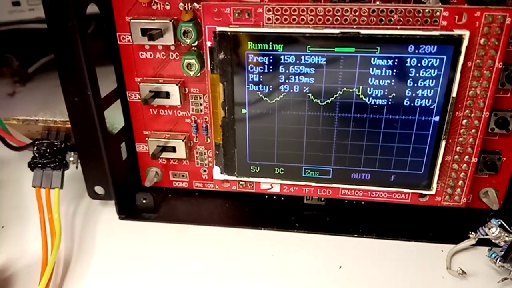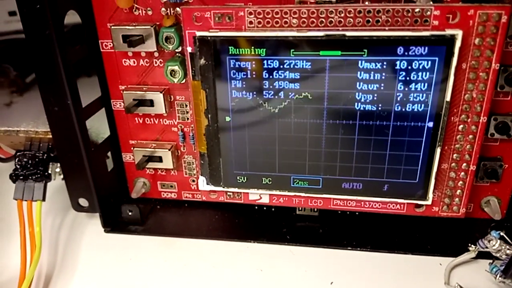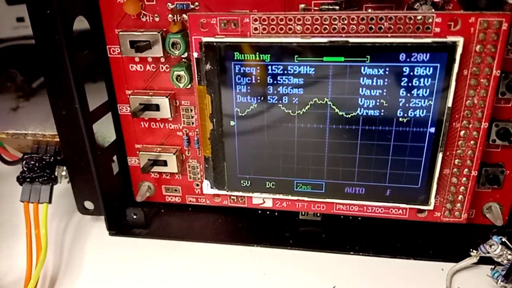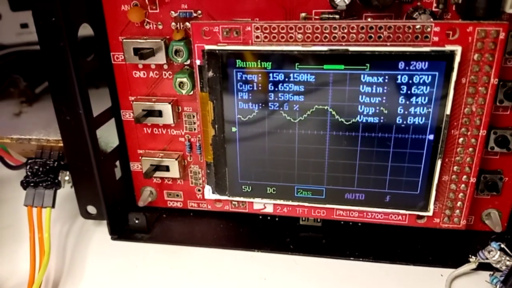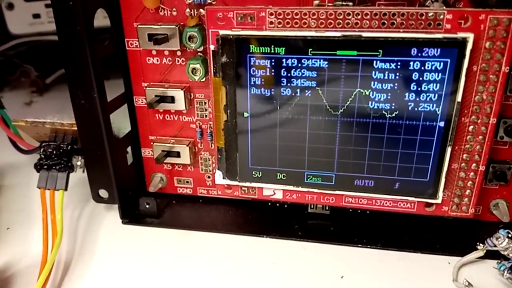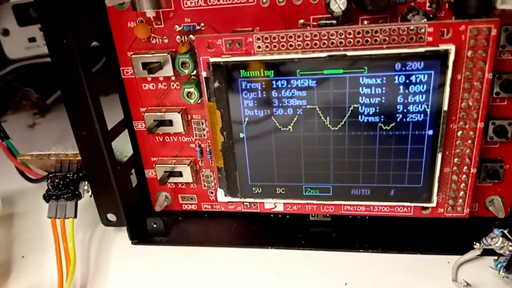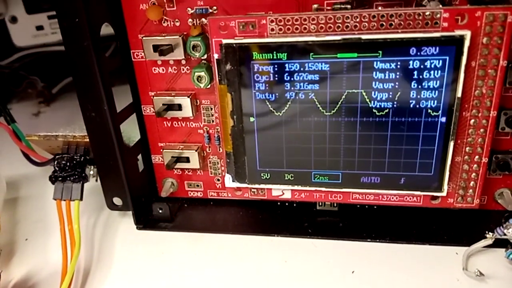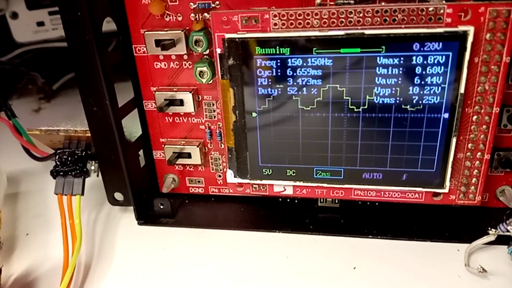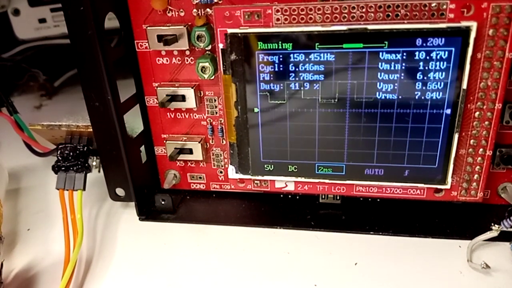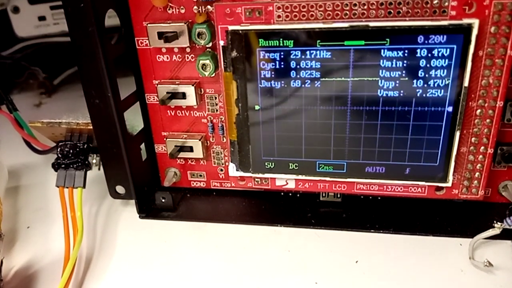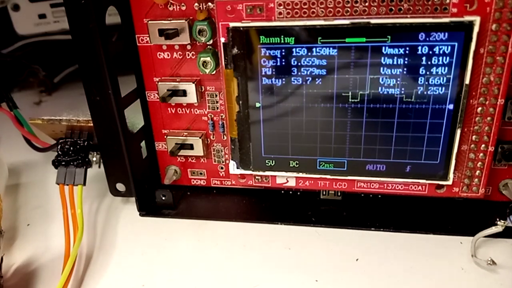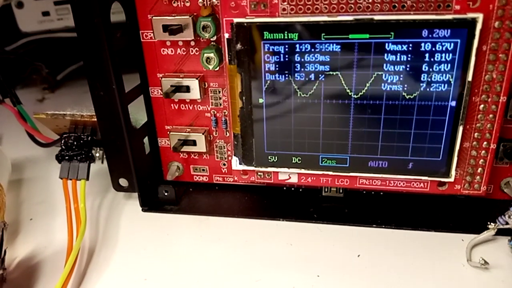So with the gain lower, you get the whole wave, but that's no good because you're using fewer bits. So here's the gain all the way up. I'll reduce the speed. That's reducing the sample rate.